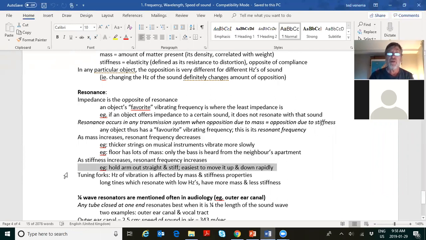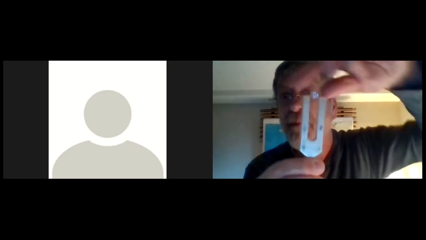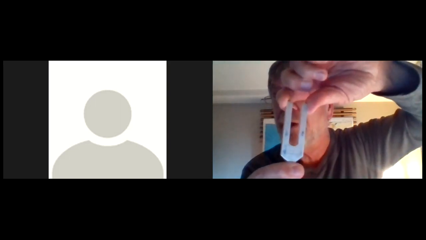Tuning forks. The longer, here, I'll pull out some tuning forks to show you. Okay, tuning fork of vibration. Here you go. Stop sharing. All right, here's a bunch of tuning forks. Take them apart. Little tuning fork, more stiff, less mass. I can't bend these very well either. They're very stiff. It's kind of hard for you to hear that.